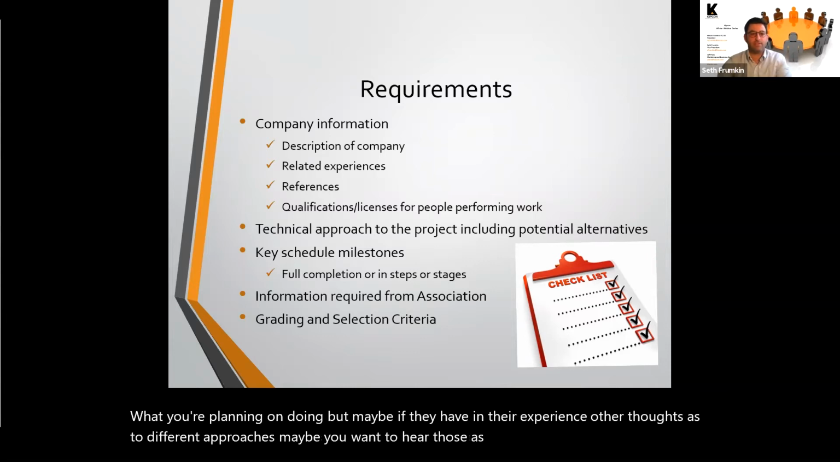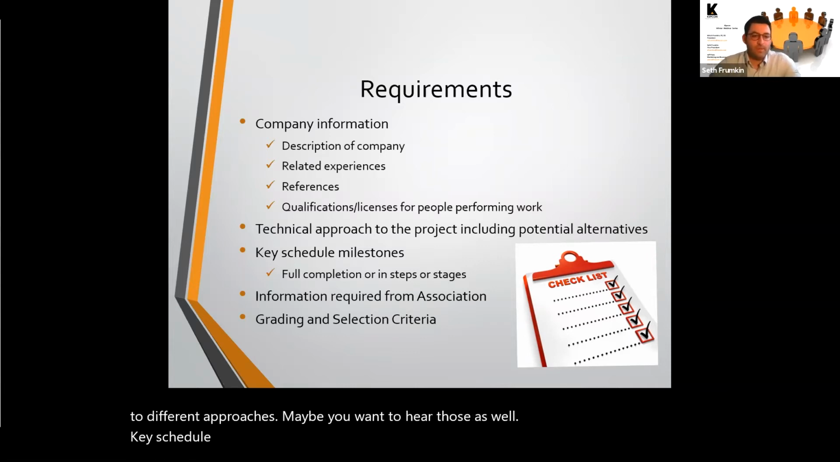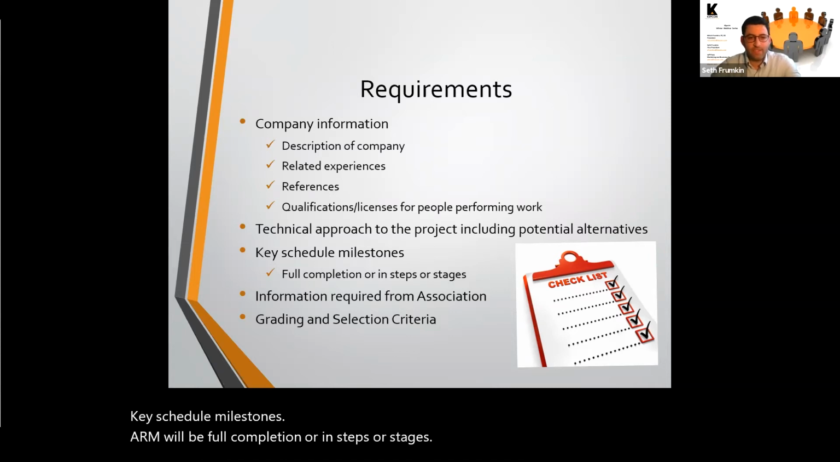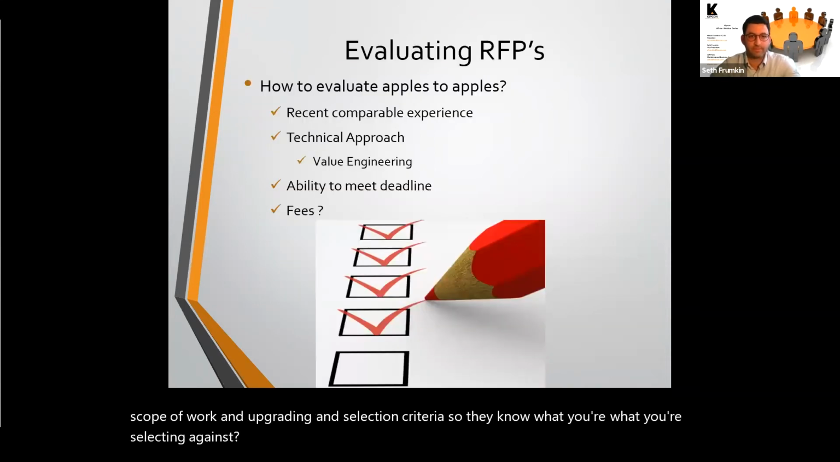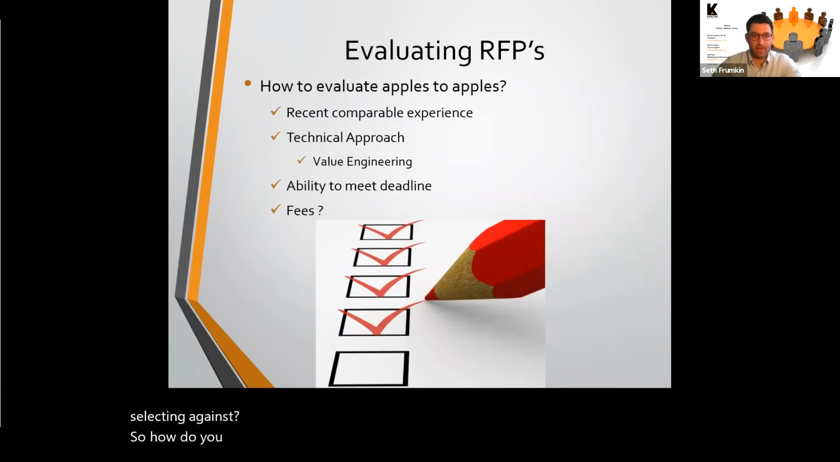Key schedule milestones. Will it be full completion or in steps or stages? What information will the engineer need from the association in order to complete their scope of work? And grading and selection criteria, so they know what you're selecting against. So how do you make sure you're evaluating apples to apples?